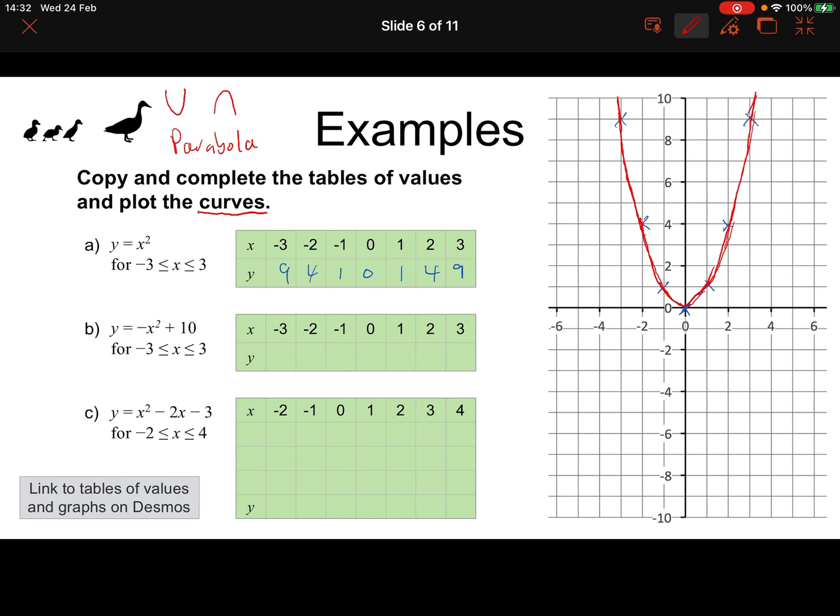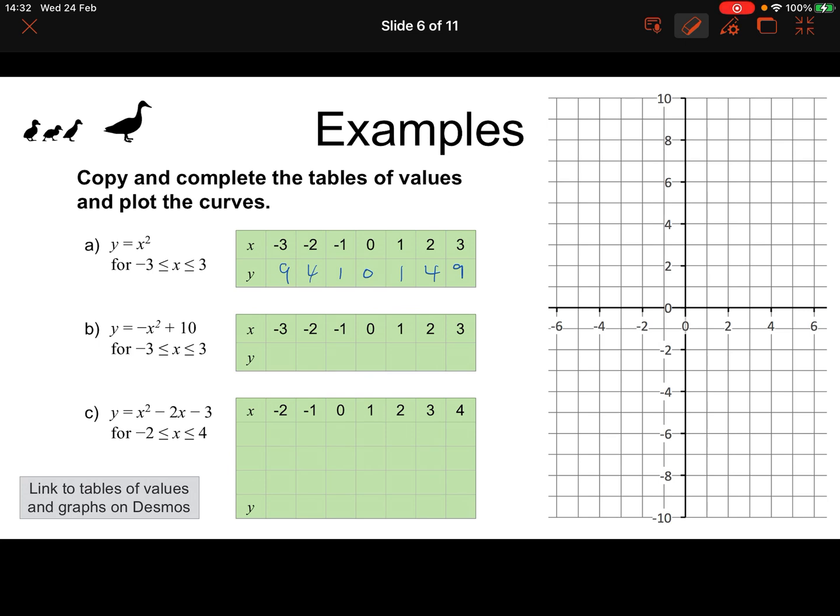Okay? Now, if you get something that doesn't look like a parabola, doesn't look like a U or an N, you did it wrong, you need to go back and check. So if you get something that's sort of doing that, you did something wrong. Okay? You need to go back and check. It will be a nice smooth U or an N shape as long as it's a quadratic, x squared. Let's do B.